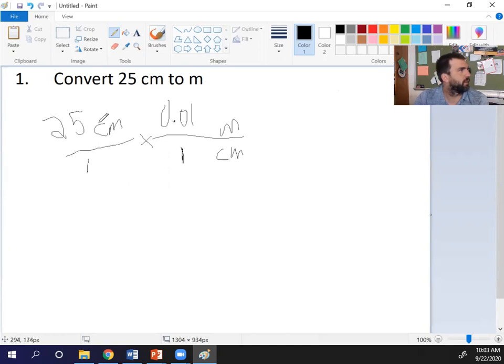So now centimeters cancel. I want to be in meters. That's my unit left. So now I would just multiply. The big thing here is how many significant figures is in 25? 2. So however many you start with in conversions, how many you want to end with, because there's an infinite number of significant figures in that conversion factor. So you would multiply these out, and it would be 0.25 meters. Next example.